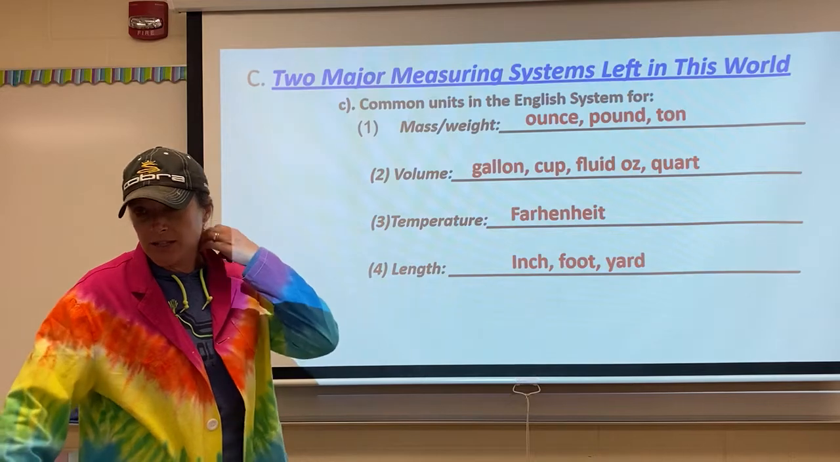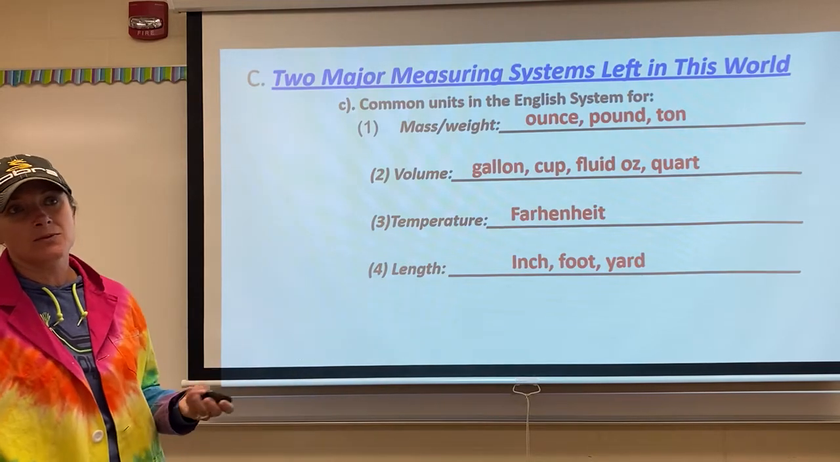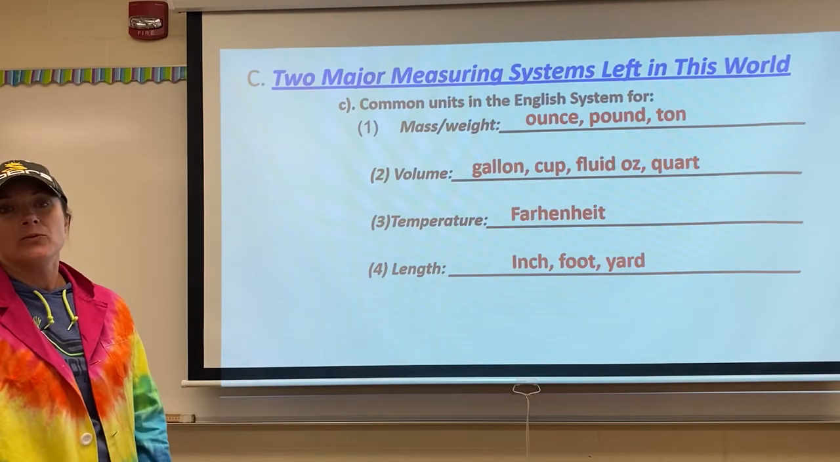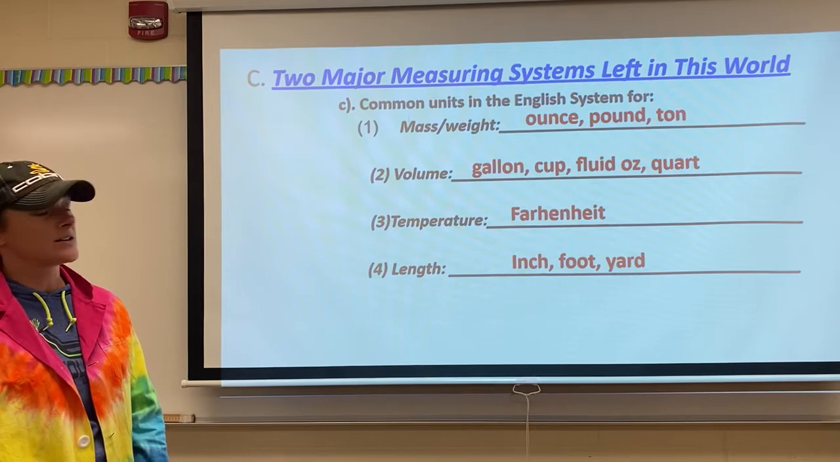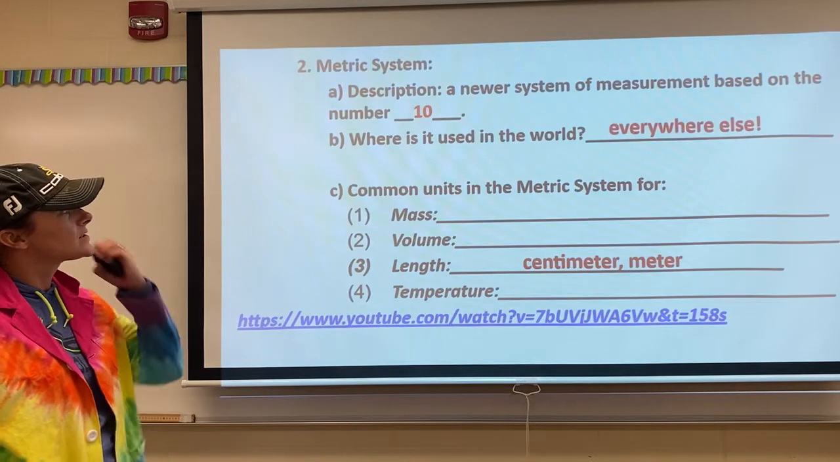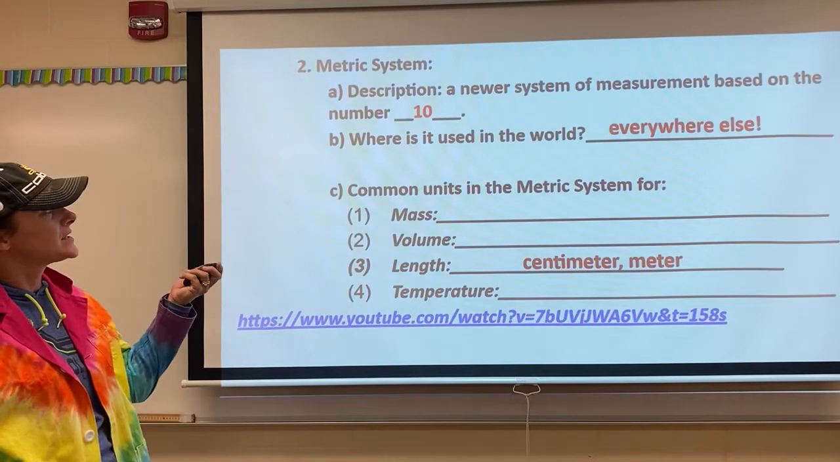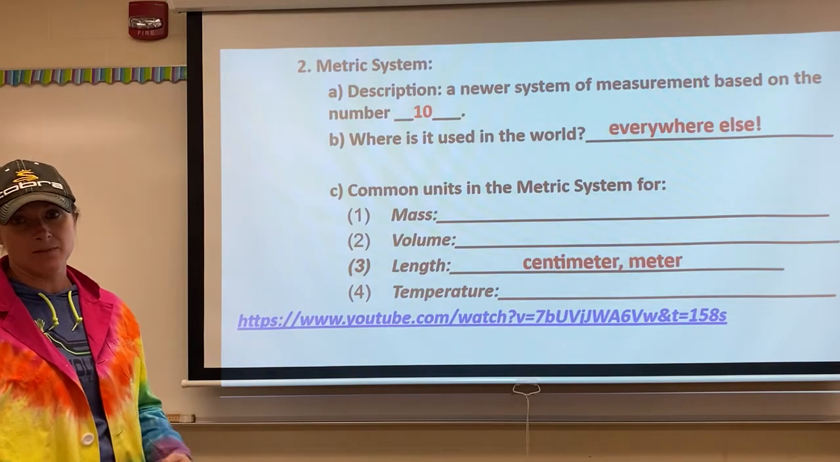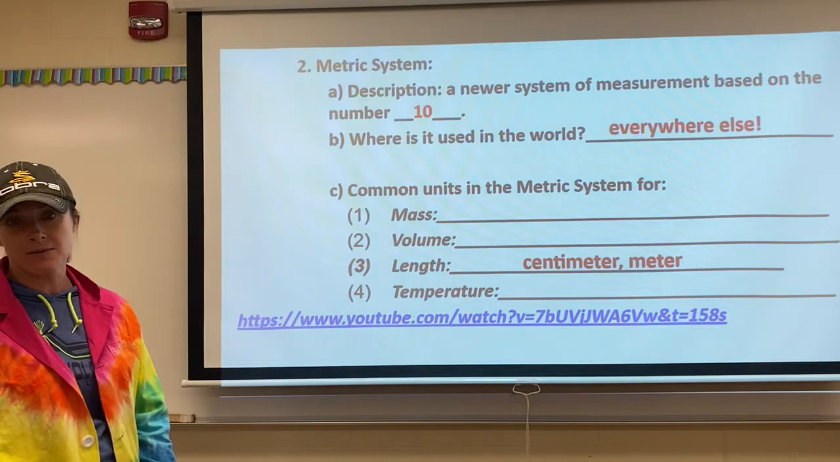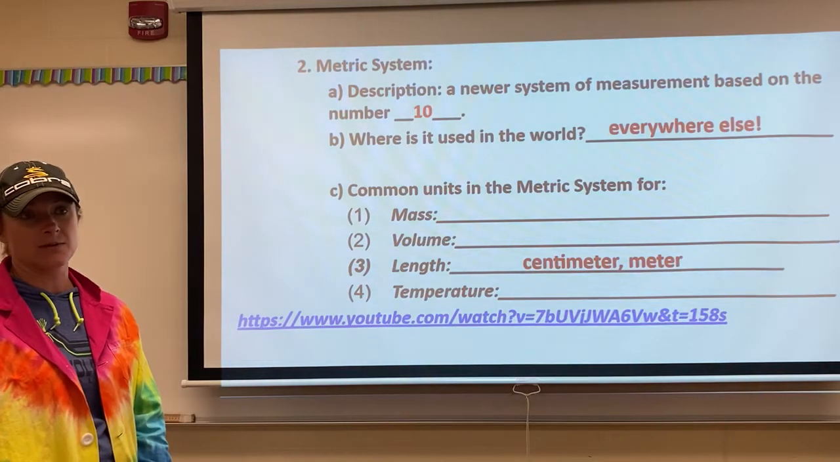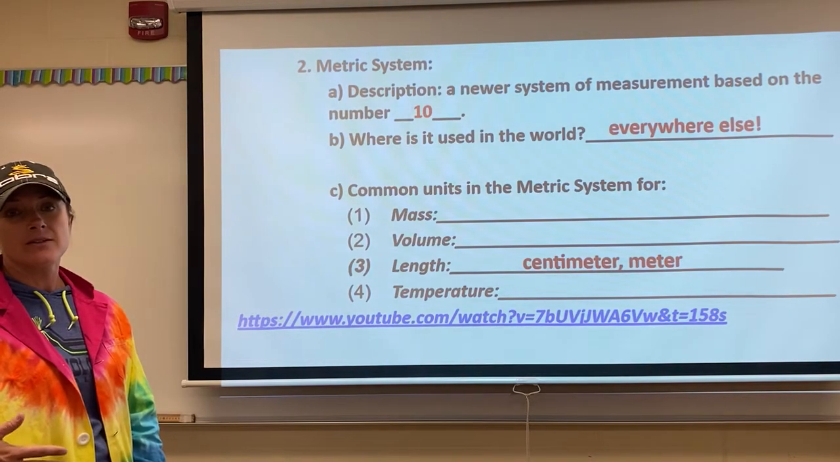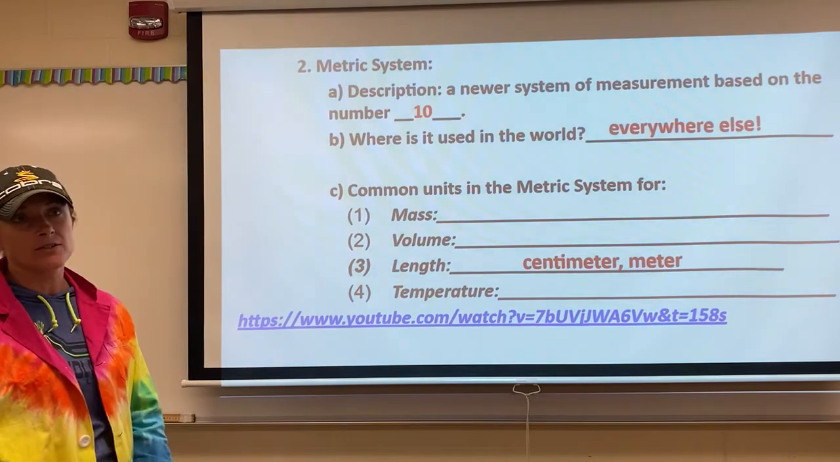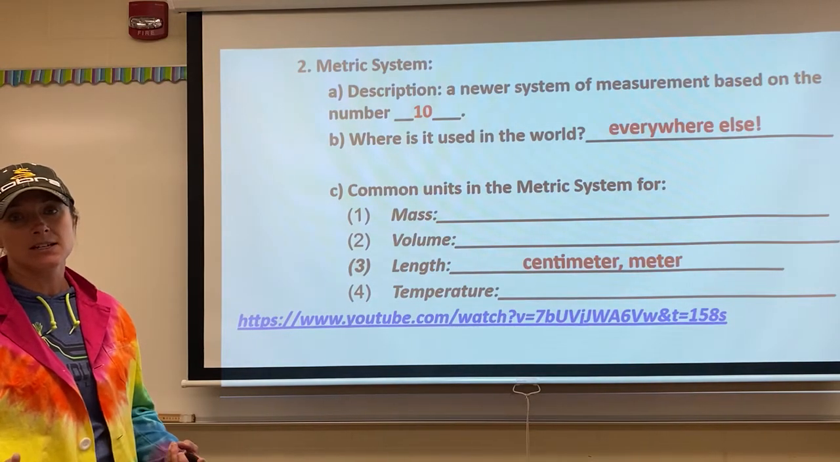But unfortunately, in the science world, or fortunately, we do everything in metric. And the reason why we like to use metric is it's based on the number 10. It is so easy to convert between units in the metric system. The English system is just a mess when you convert. 12 inches in a foot, but then 3 feet in a yard. There's no consistency.